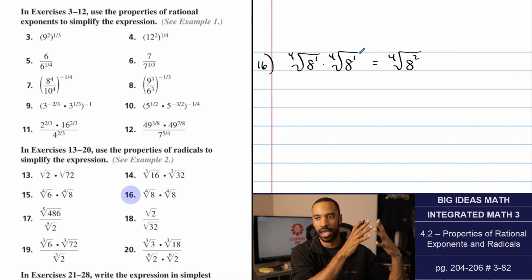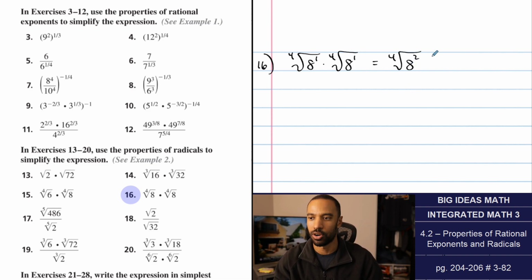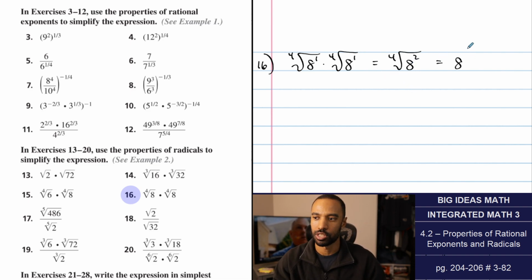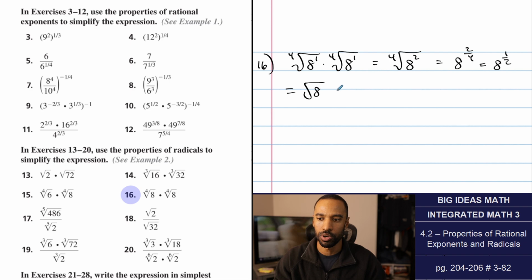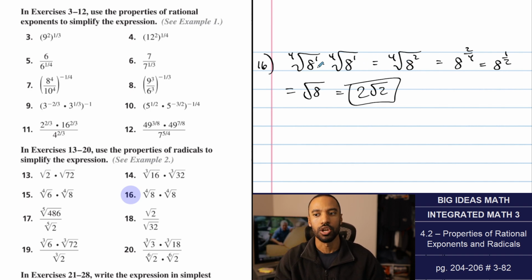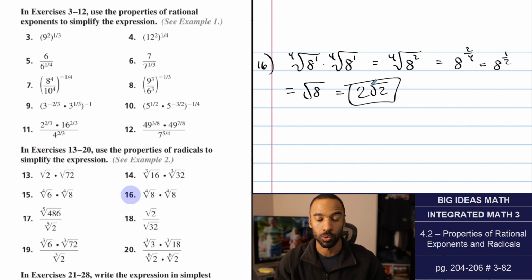We multiply those. We add the exponents. So I can then turn that into 8 to the 2/4 power, which is 8 to the 1/2, which means we're doing the square root of 8. So the square root of 8 equals root 4 times root 2, or 2 root 2. That would be a final answer. Notice that my fourth root actually turned into a second root, which is a little bit different than we've seen.